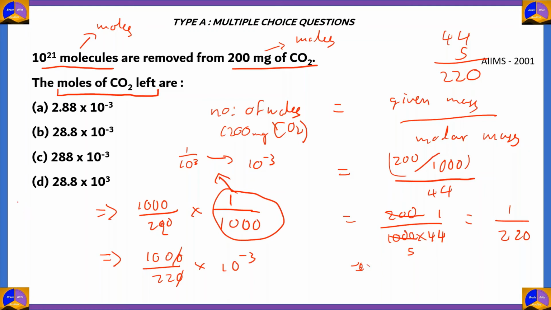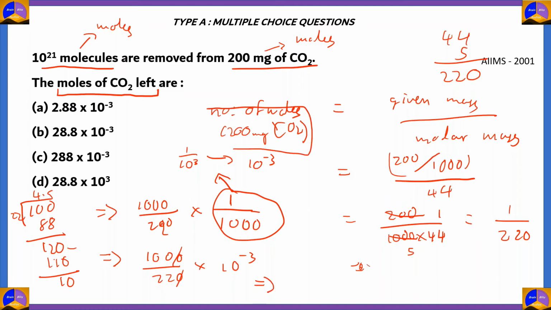Canceling the 0, now we'll divide 100 by 22. 22 times 4 is 88. That gives you 12, and a point, a 0 is added, and 22 times 5 is 110, gives you 10. So let's stop there, and we'll write the number of moles of 200 milligrams of CO2 as 4.5 into 10 raised to minus 3 moles. So this is the first part.